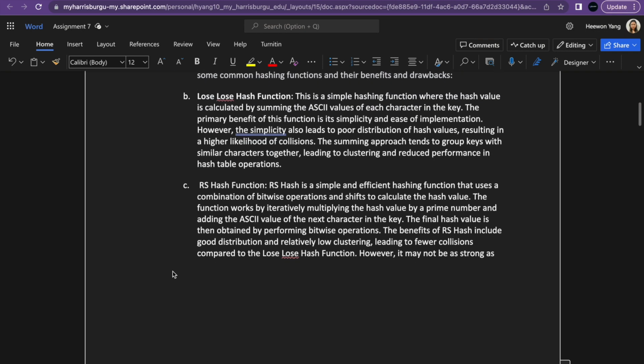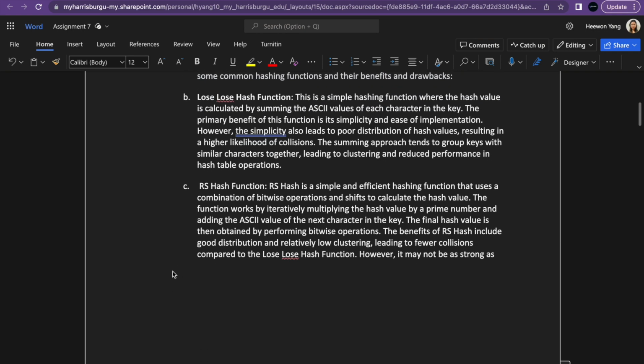The first function that was discussed was the lose-lose function. This is a simple hashing function where the hash value is calculated by summing the ASCII values of each character in the key. The primary benefit of this function is its simplicity and ease of implementation. However, the drawback is that the simplicity also leads to poor distribution of hash values, resulting in a higher likelihood of collisions. The summing approach tends to group keys with similar characters together, leading to clustering and reduced performance in hash table operations.